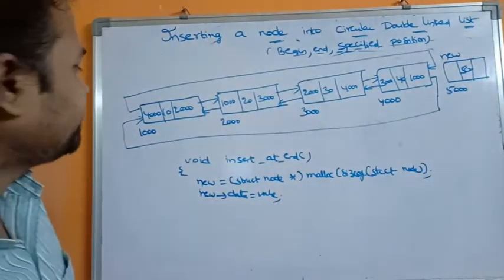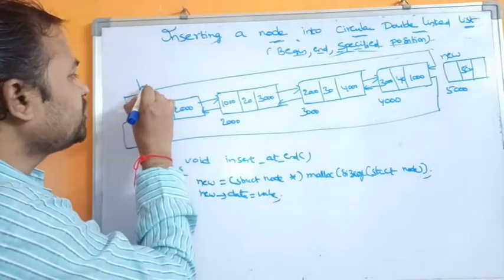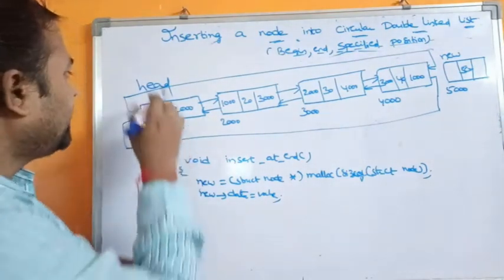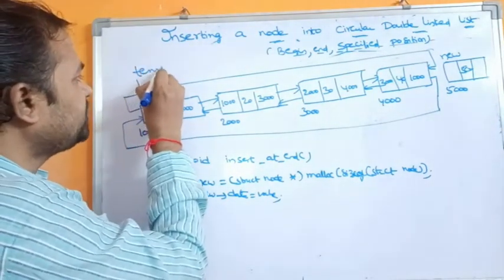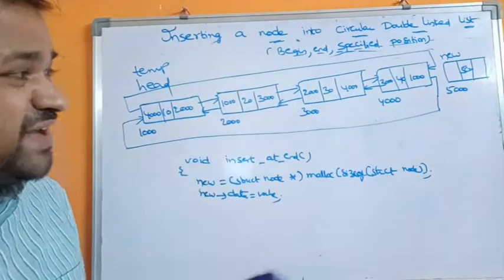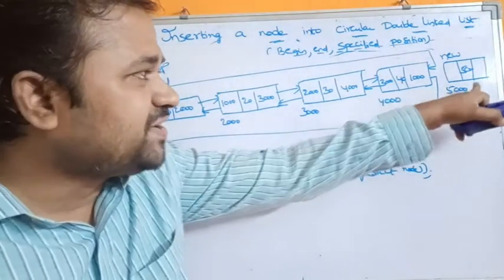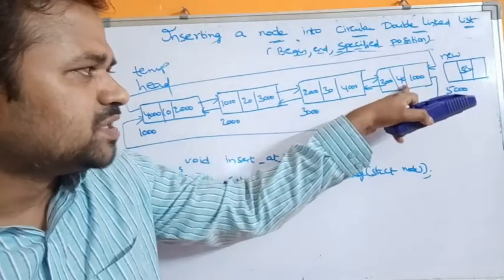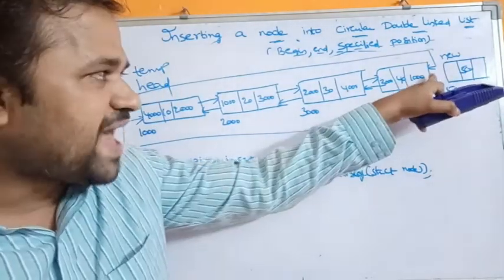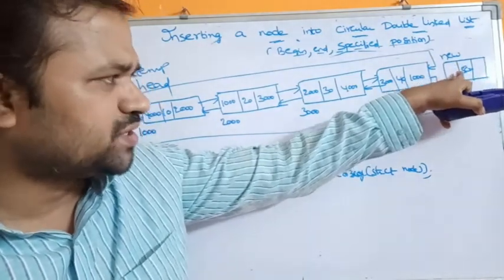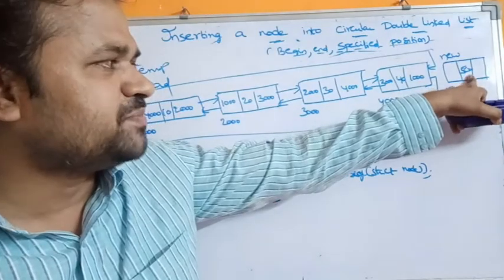Okay, so next what we have to do. Here we have a node called head. Head always points to the starting node, and for traversing from one node to another node, we are using temp here. After inserting this 5000 node, this 4000 node has to become the last but one node. So we have to establish a connection from this last but one node to this new node. So now this new node has to become the first node.